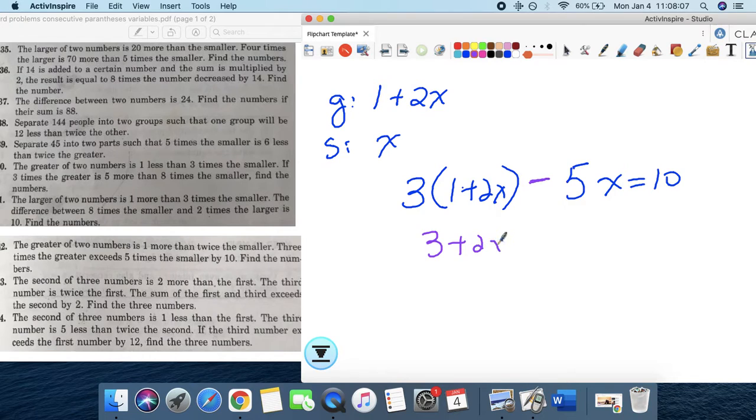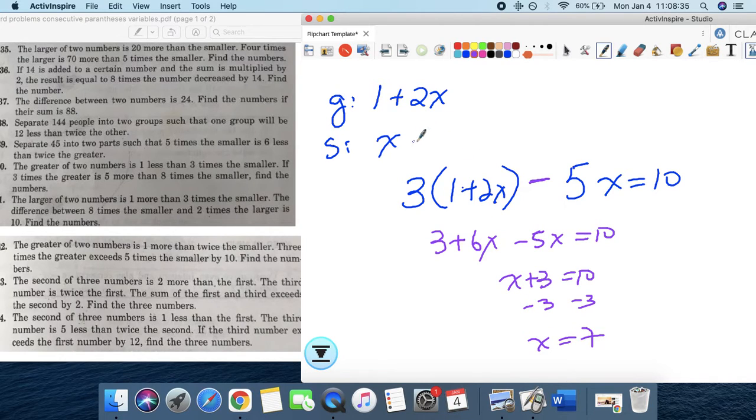3 plus 2x minus 5x equals 10. What do we have here? Oh, sorry, this is 6x. Oops. 3 plus 6x. All right, so we can combine the x's. We get x plus 3 equals 10. Subtract 3 from both sides. x equals 7. So the first number is 7. The second number is going to be 15. Okay. I guess the trick one was the exceeds. I completely forgot.